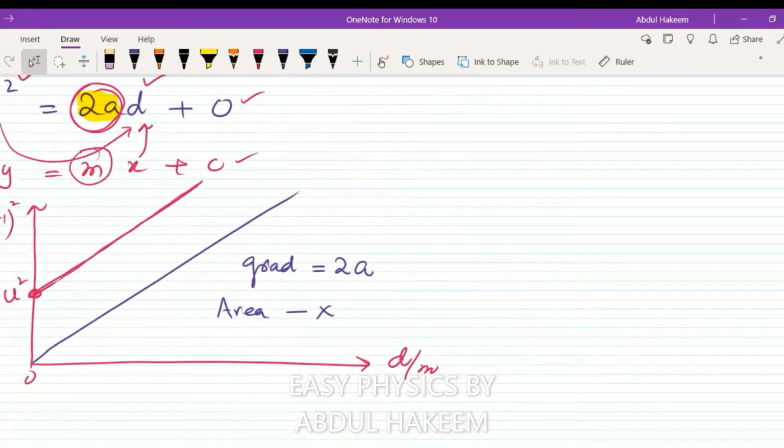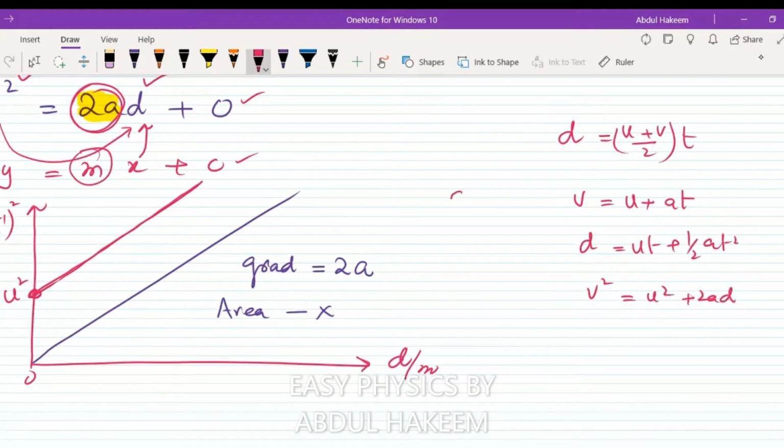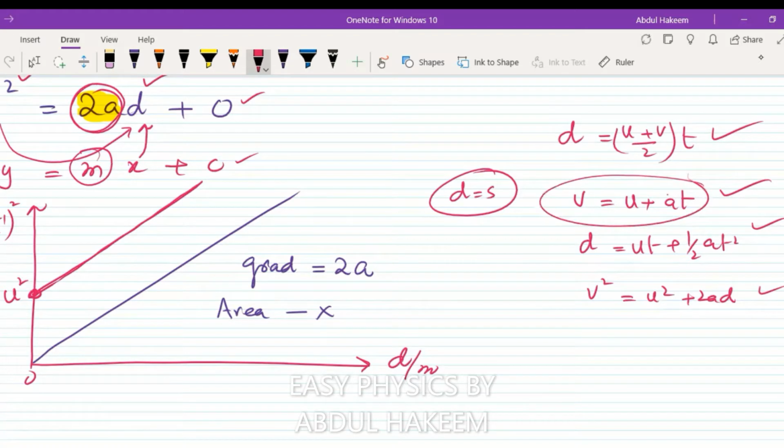So we have one equation, distance is equal to (u plus v) divided by 2 into t, then v is equal to u plus at, then d is equal to ut plus 1 by 2 at squared, and then v squared equals u squared plus 2ad. You can replace d with s. So 1, 2, 3, and 4 with the graph. If the graph of the first is plotted, the gradient is acceleration. If the graph of the second is plotted, then the gradient is half of acceleration. If the third graph is plotted for this equation, the gradient is double the acceleration.